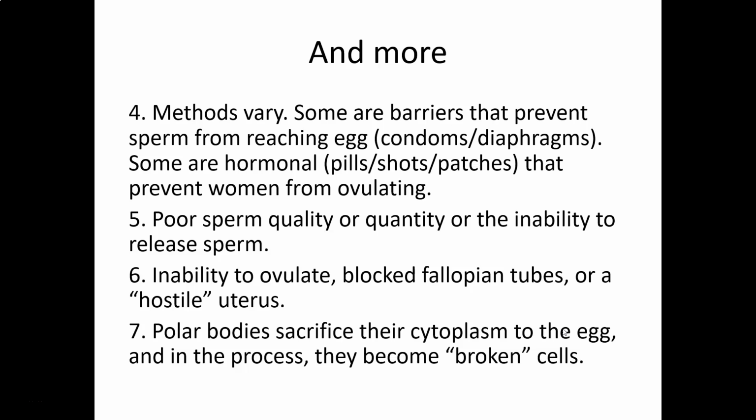Number 7, why does oogenesis only produce one functional egg while spermatogenesis produces 4? Well, it's because, again, we produce polar bodies when we make eggs, and those polar bodies sacrifice their cytoplasm, and in the process, they're sacrificing themselves. They're going to die. But they do that to make the egg more viable. And so we only make one egg, but it's gigantic. And then the sperm, on the other hand, just do their rounds of division like they're supposed to, and they make 4 functional sperm cells.